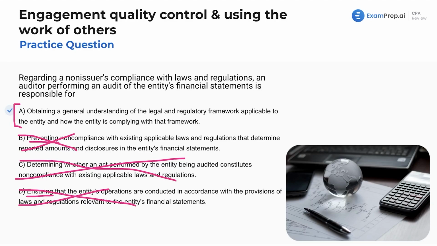Again, recapping that, letter A is a very common answer you'll see in many of these different questions. And also, we do not have any of these definitive things like preventing or ensuring. Those just leave a bad taste in my mouth. So, not those. Let's move along.